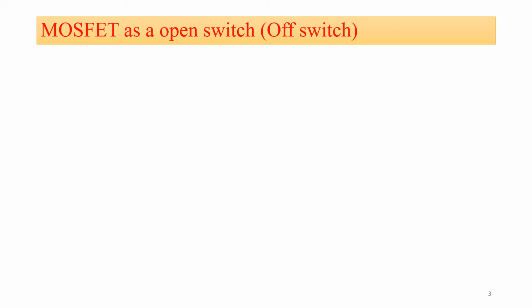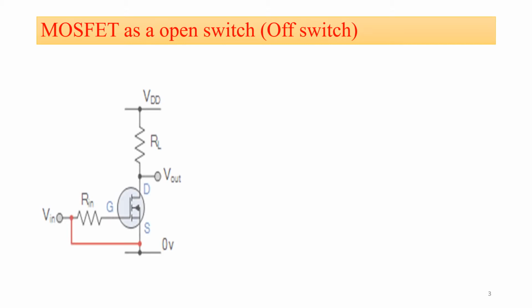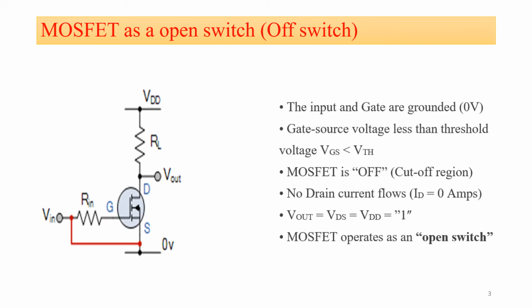Now the working of MOSFET as an open switch, or we can also call it an off switch. Please observe the circuitry. In this circuit, the drain is connected to VDD, the input voltage is applied to the gate terminal, and the source is connected to ground or 0 volt. The input voltage is also 0 volt. So when our input voltage is 0 and the gate is grounded, then our VGS ideally equals 0.